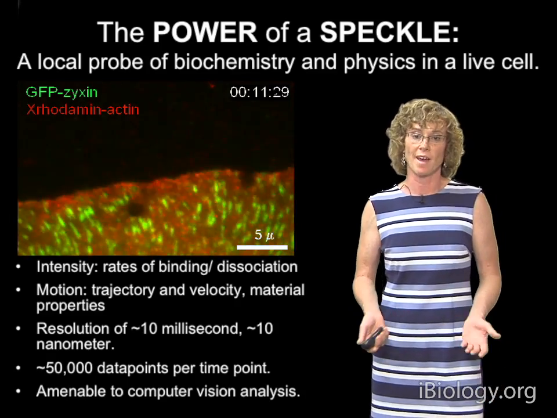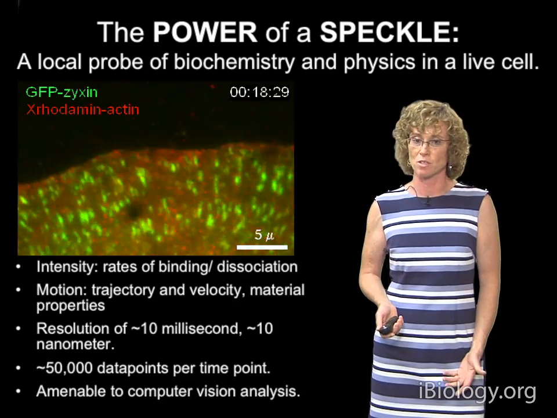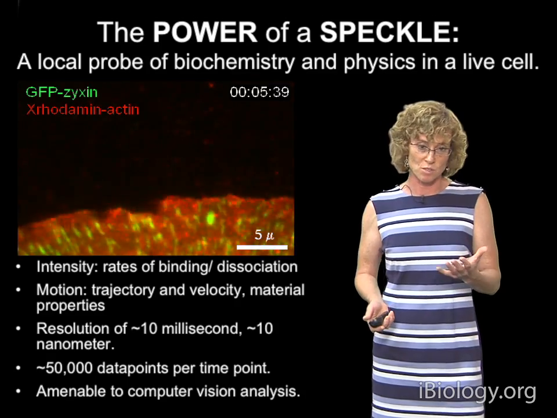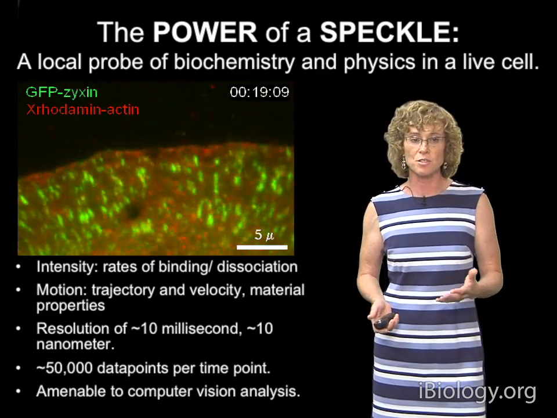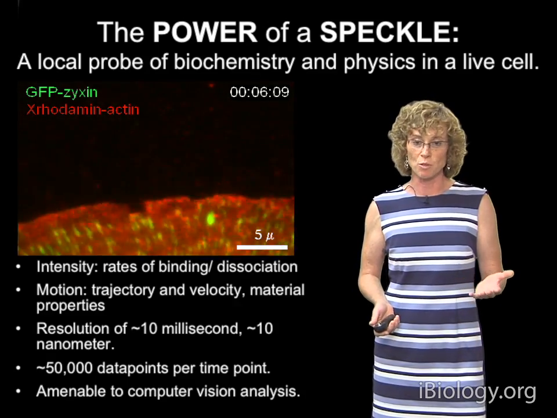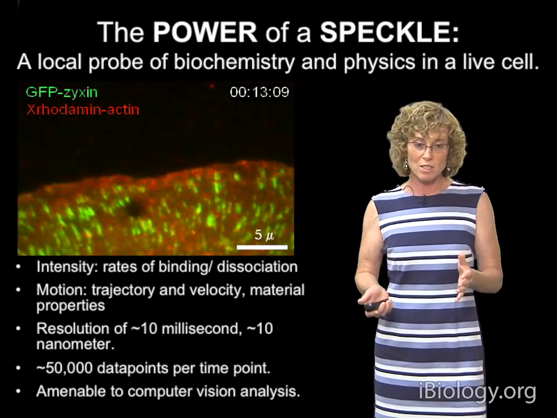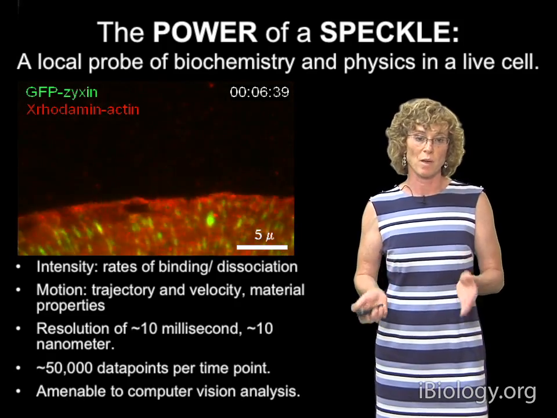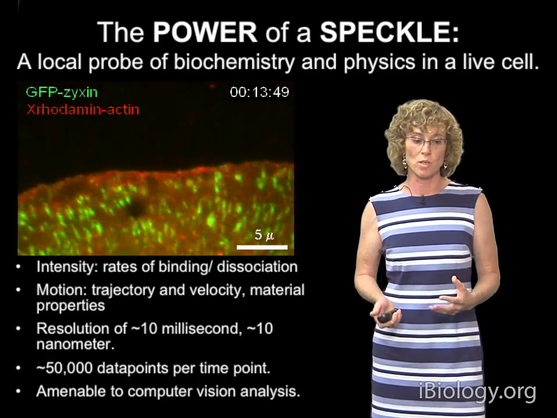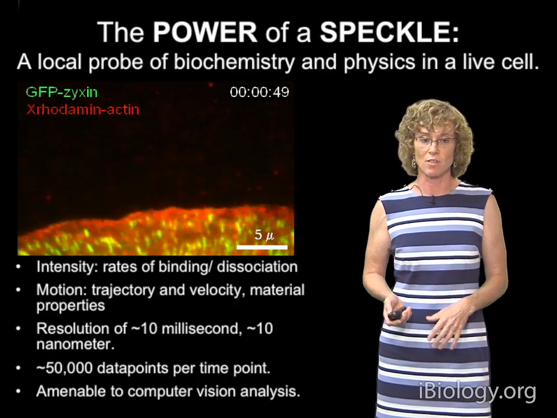So what is a speckle and how does a speckle help you get this information? I like to say that a speckle is a local probe of biochemistry and physics in a living cell. In this image here, you see the speckled actin cytoskeleton in a migrating newt lung epithelial cell. The focal adhesions are labeled with a focal adhesion marker in green, the actin is in red, and what you see is millions of flickering and moving speckles. Each one of those fluorescent speckles is packed with information about what's going on at the sub-resolution level in the macromolecular assembly of the actin cytoskeleton.